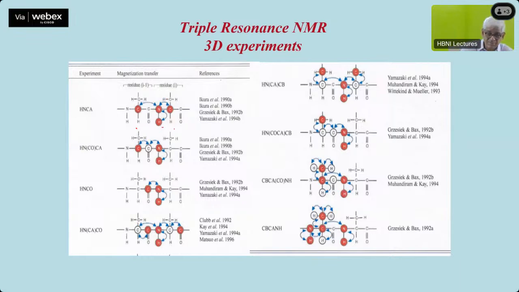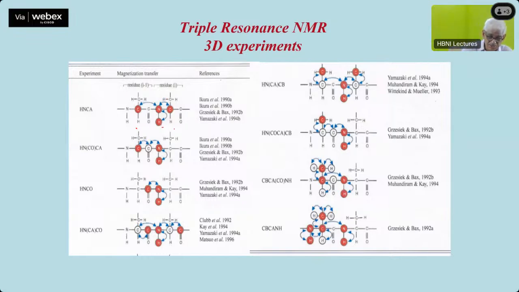Now that is an extra. In this particular case, what we will see here are correlations from the amide proton to the nitrogen 15 of the same residue, and to the C alpha of the same residue and the previous residue. So you will see those three correlations.